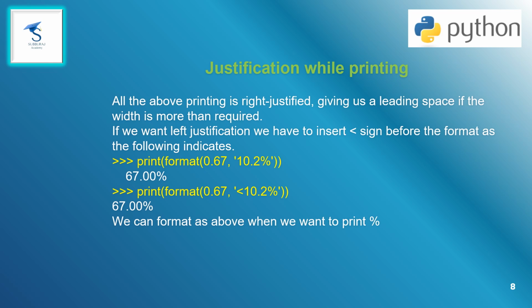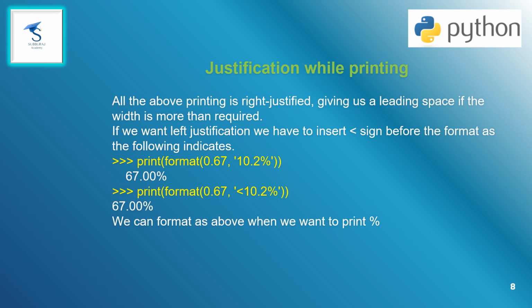So I just mentioned right justification. There's also left justification. It means you have a number and it prints from the first position, that is left justification. Suppose it starts printing a little after some spaces, then it is right justification. So far, what we have discussed are right justified, giving us leading spaces if the width is more than required. Suppose you want a width of 7, but you give 10. So 3 spaces are extra. So it will right justify.